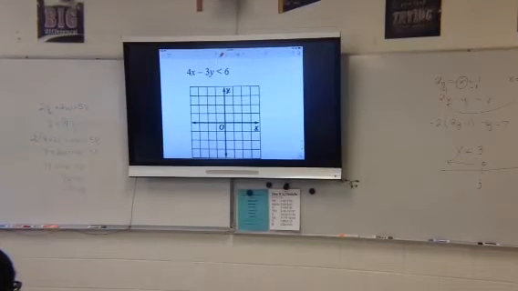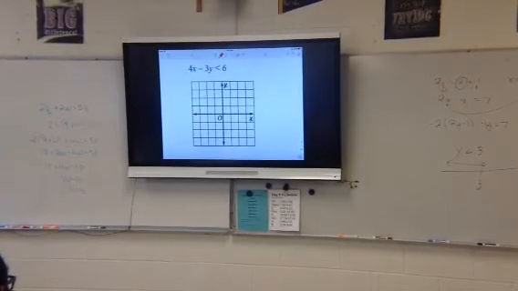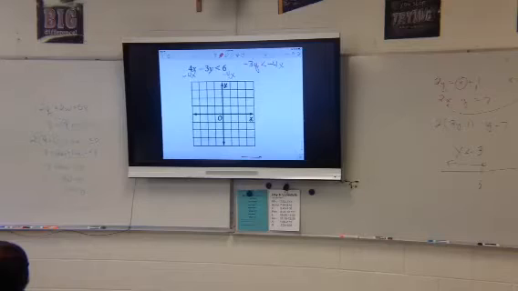What do we need to do on this guy before we can start solving, Ben? Solve for y, so you subtract 4. Good, so subtract the 4x. So we've got negative 3y is less than negative 4x plus 6. All right, Ben, what do we do next?